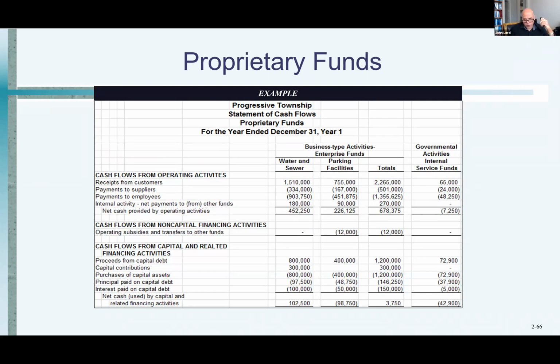Statement of cash flows, all I'm going to say to you is that yes, the proprietary funds have to prepare a statement of cash flows. That's all you need to know right now. We're going to get into the format for it when we get to chapter 7, talking about the proprietary funds.